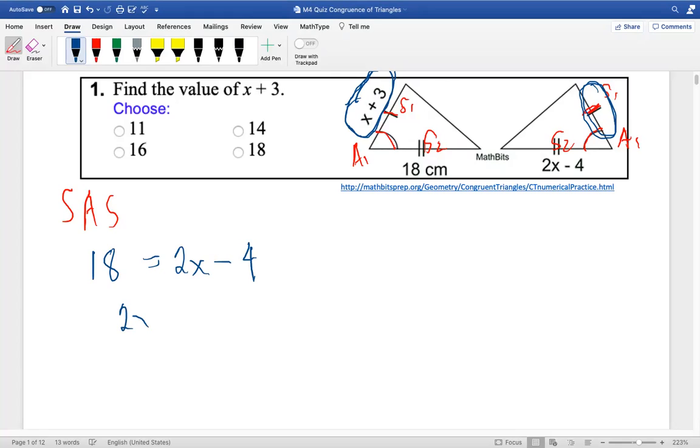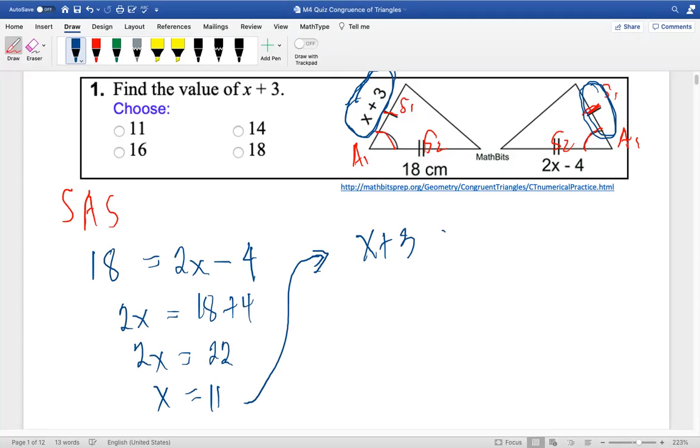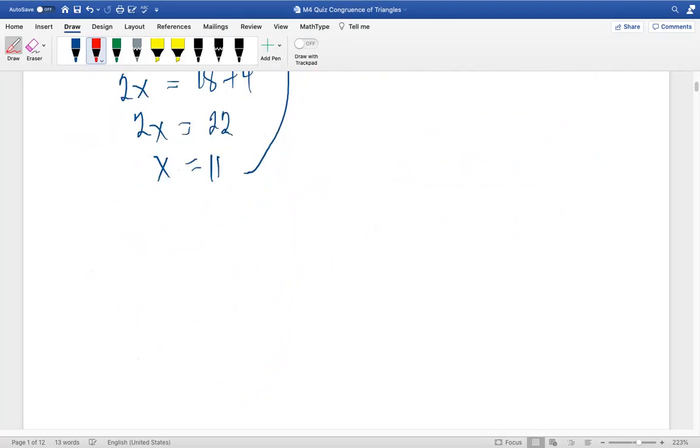2x is equal to 18 plus 4, so 2x is equal to 22. Dividing both sides by 2, we have x equal to 11. However, we're not just looking for x, we're looking for the value of x plus 3, so we add 3 on both sides. x plus 3 is equal to 11 plus 3, which is equal to 14. So 14 is our answer for number one. I hope we got the same answer, and let's proceed to item number two.